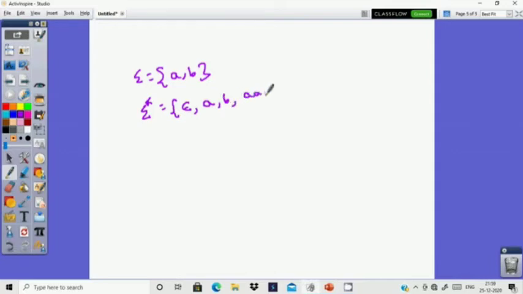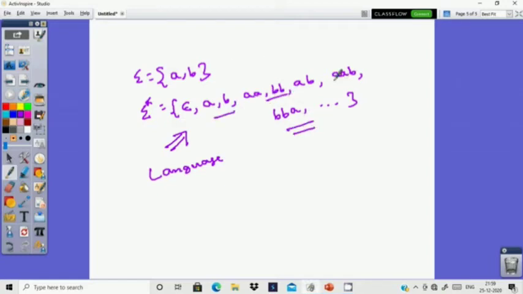If a is used 2 times, aa. If b is used 2 times, bb. If a is used 1 time and b is used 1 time, you get ab. If a is used 2 times and b is used 1 time, you get aab. If b is used 2 times and a is used 1 time, abb, and so on. So this is called the language. All the strings which are generated here are called the language.